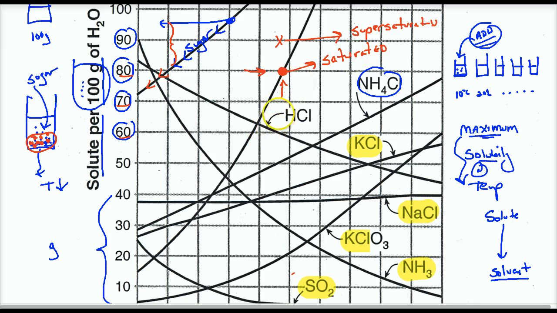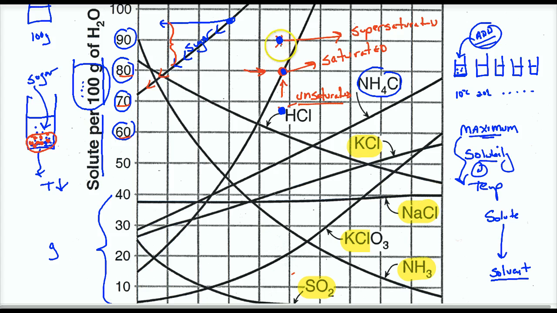And if we're below the line, meaning we could add more to the saturation point, we would call that unsaturated. So we have unsaturated below the line, we have saturated on that line, and we have supersaturated.